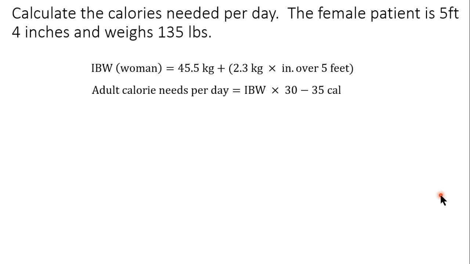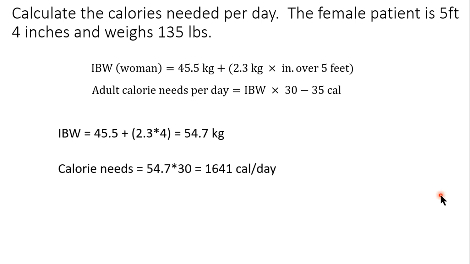So in this case, it is good that we have the height separate in feet and inches, because that way we know straight away that the inches over 5 feet are just 4 inches. So we calculate the IBW, so equals 45.5 kilograms plus 2.3 kilograms times the 4 inches, and that equals 54.7 kilograms. We plug that into the adult calorie needs, which are 54.7 times 30.